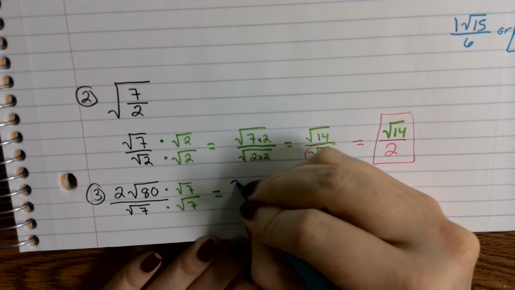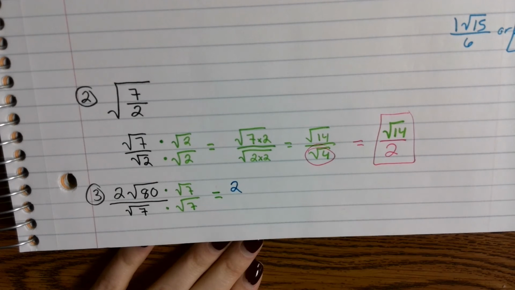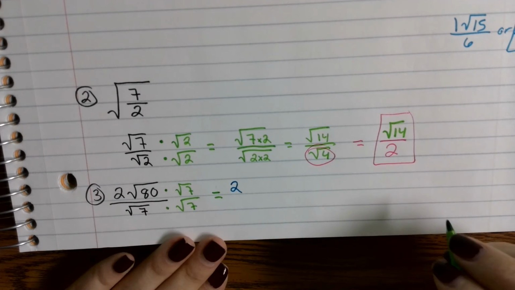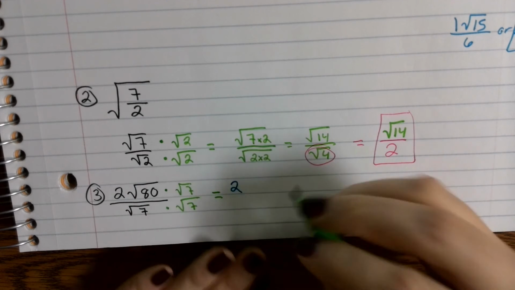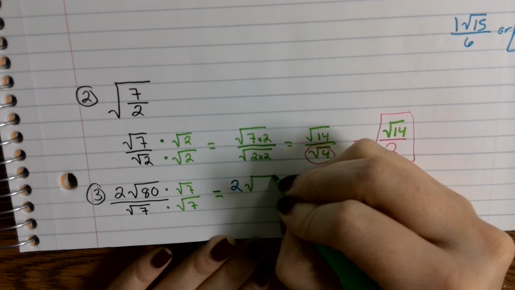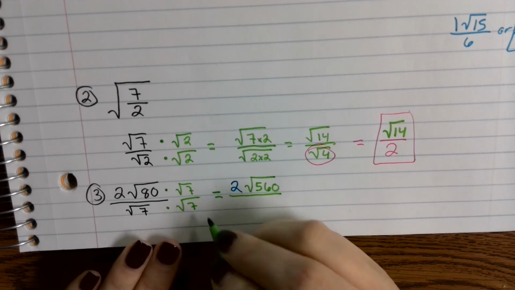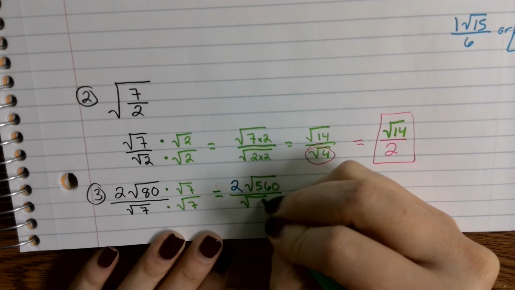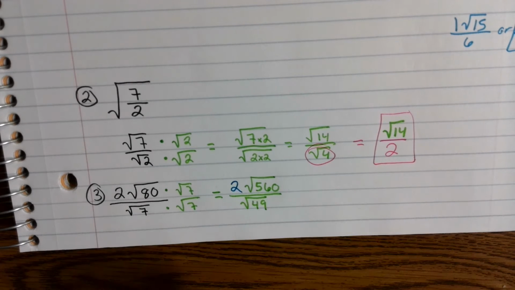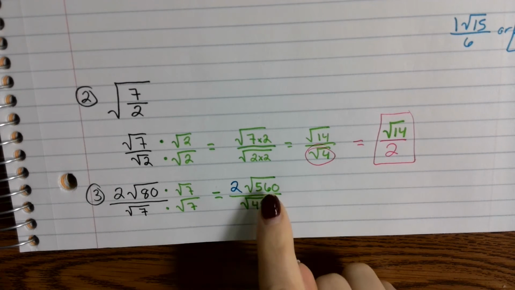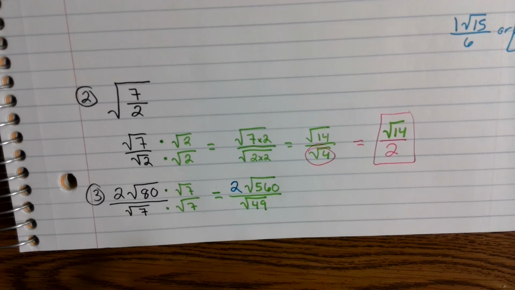So I'm going to put that in a different color. I'm going to go ahead and put that in blue. So that way I know it's different. And then I'm going to do 80 times 7. What's 80 times 7? 560. Okay, and then square root of 7 times square root of 7 is the square root of 49. Now, I can break up the square root of 560.